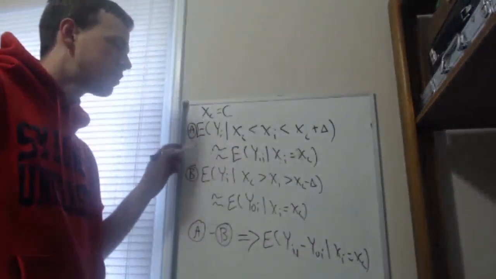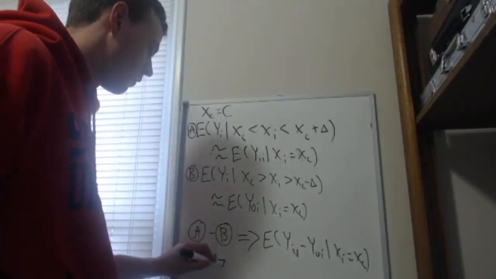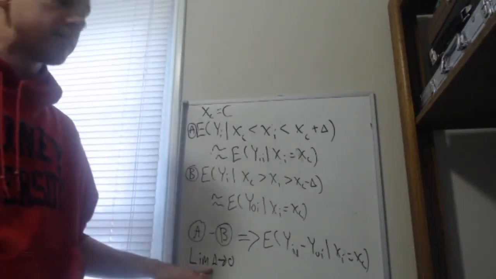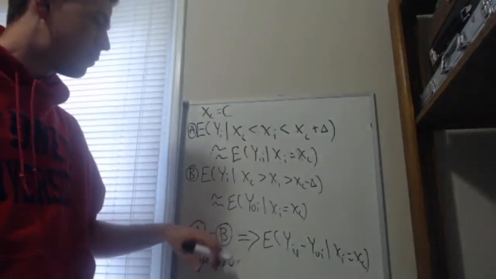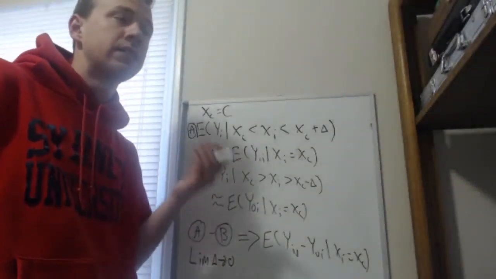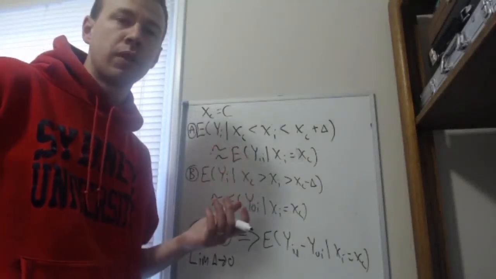Okay, or I should say, the limit as delta tends to 0 of A minus B then gives us the causal effect at the cutoff. It gives us the causal effect, in this case, of incumbency for the sorts of politicians who get around 50% of the vote.